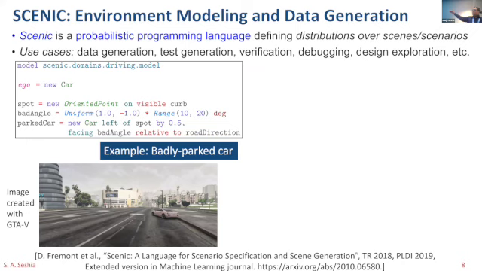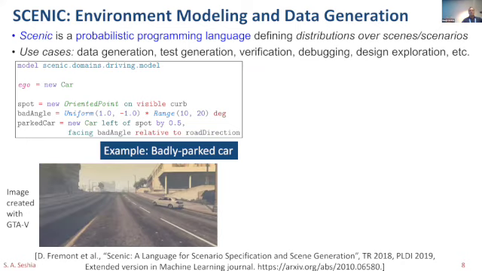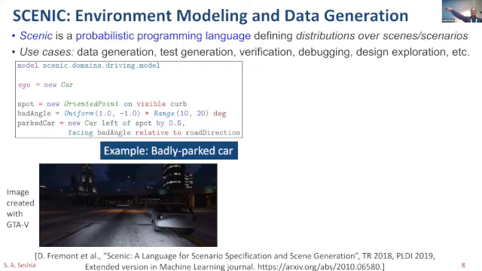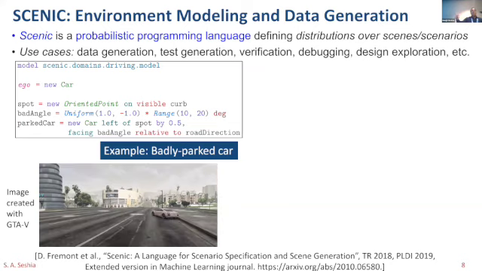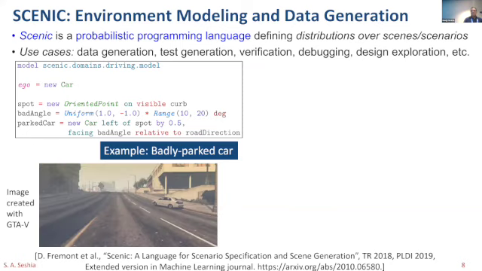But broadly speaking, we define an ego object from whose viewpoint the world is being perceived. And then from the viewpoint of the ego object, we pick a spot, we pick an orientation, which is a bad angle, and we place a car there. And then when we connect this to a backend renderer or simulator, in this case, the renderer of the Grand Theft Auto 5 game, every time you run the Scenic program, it randomly generates a new configuration, and then you render that configuration, and that's the image that's being displayed. So that's the static version of Scenic.